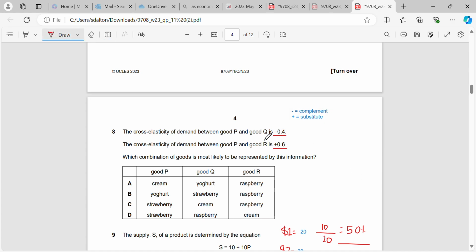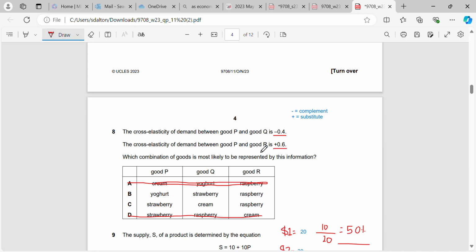We know that good P and good Q are complements. So let's look at good P and good Q first. So cream and yogurt, they're definitely not complements. If anybody eats cream with yogurt, I think that's quite strange. Yogurt and strawberry, okay, possibly, yeah, they'll be complements. Strawberry and cream for sure, yeah. Wimbledon is the famous example. And strawberry and raspberry, they're more likely to be substitutes, aren't they, rather than complements.